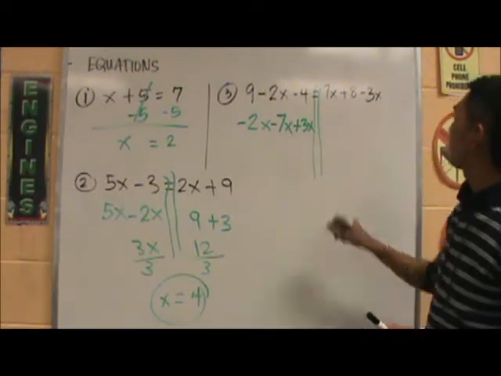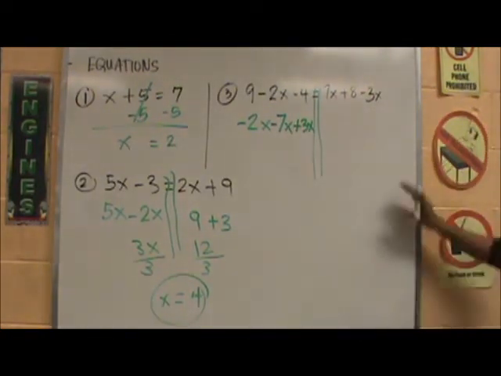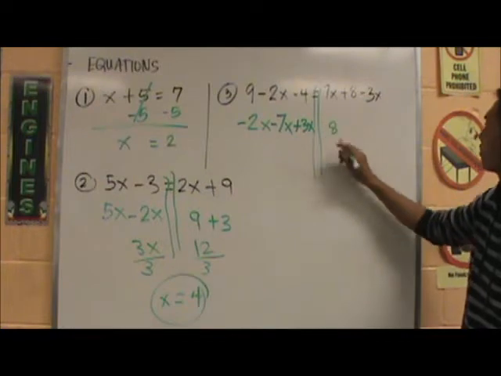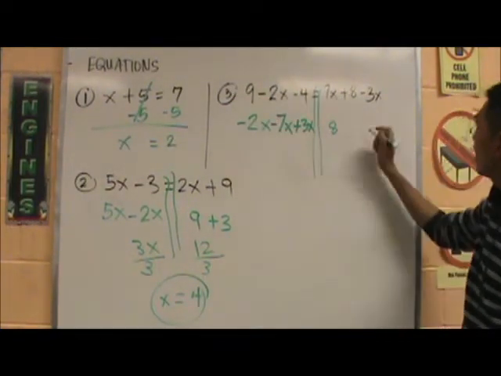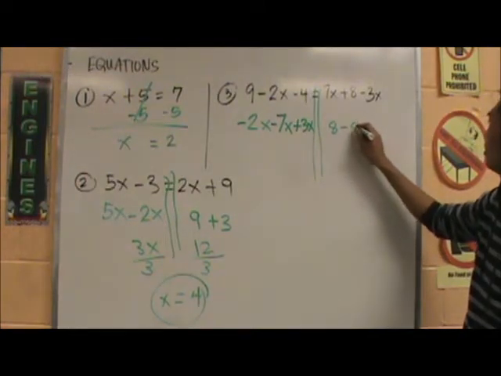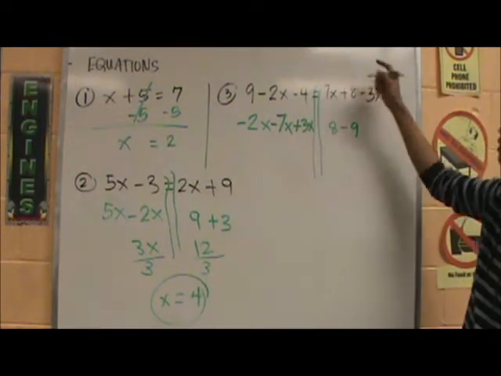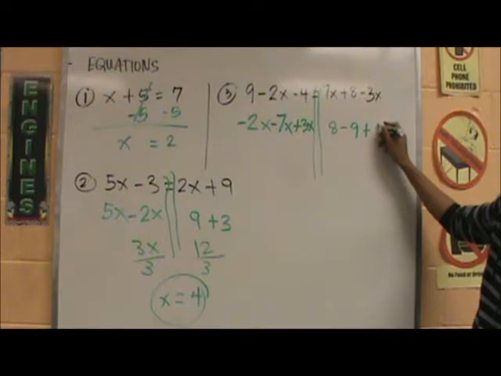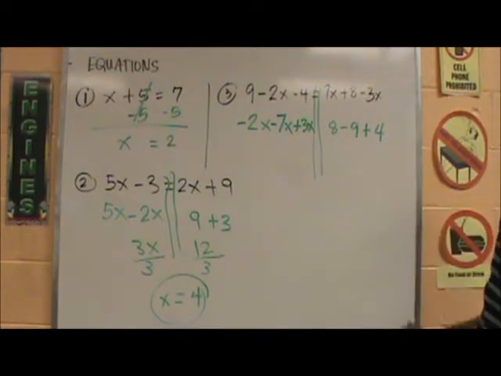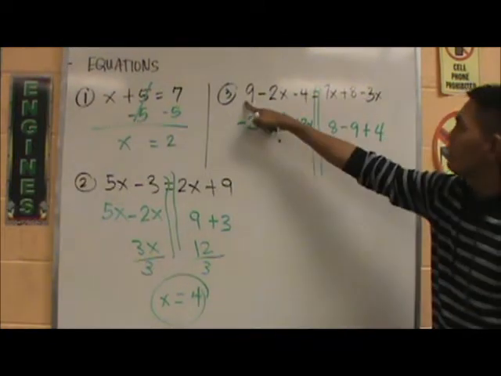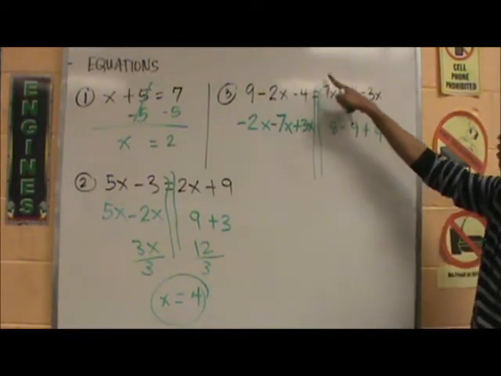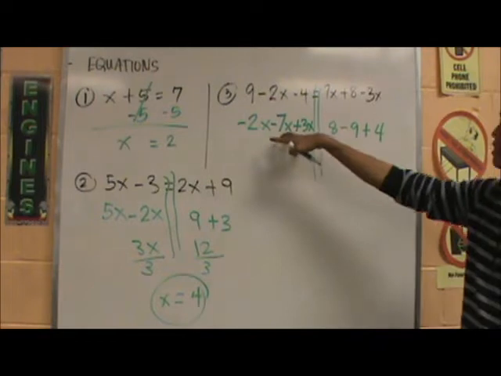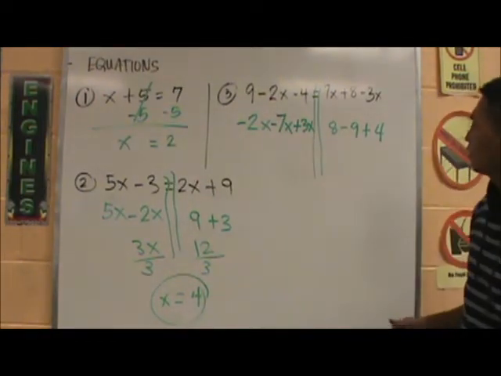And now on the right side, I have the 8, that positive 9, again, I have to move it over. Negative 4, move it over, becomes positive. Positive 9, you move over, becomes negative. Negative 4, move over, becomes positive. And I'll go ahead and use my mental math.